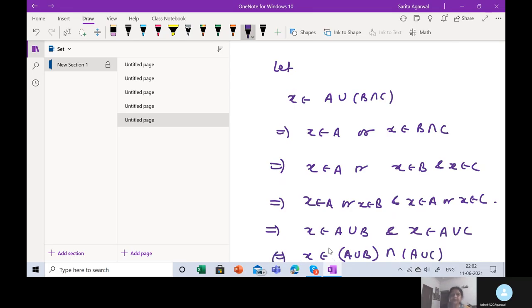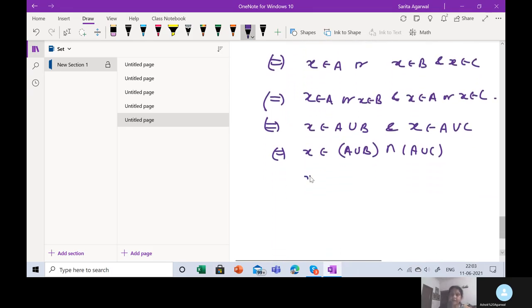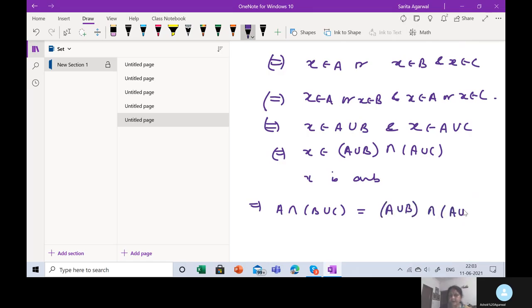If X belongs to their intersection, means X belongs to A union B and A union C, which means that X belongs to A or X belongs to B, and X belongs to A or X belongs to C. X belongs to A, right? Or X belongs to B and X belongs to C, right? Because if X does not belong to A, it belongs to B as well as C. So it is B and C. That means X belongs to A or X belongs to B intersection C, means X belongs to A union (B intersection C). And this X is arbitrary. And this gives us that A union (B intersection C) is (A union B) intersection (A union C), right?